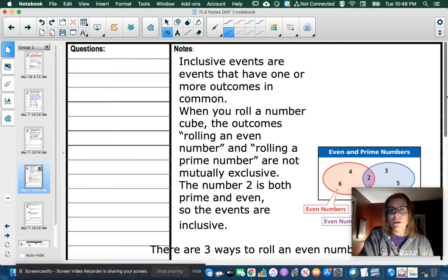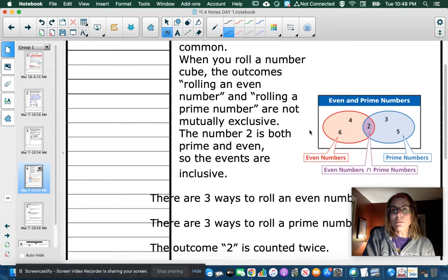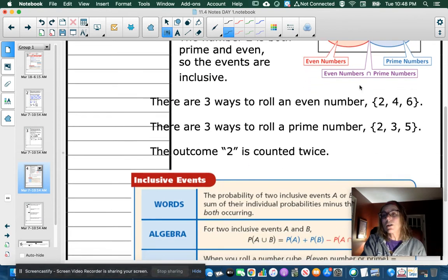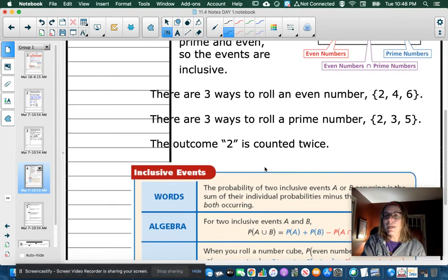Inclusive events are events that have one or more outcomes in common. When you roll a number cube, the outcomes of rolling an even number and rolling a prime number are not mutually exclusive. The number 2 is both prime and even, so the events are inclusive. So for example, there are 3 ways to roll an even number: 2, 4, and 6. There are 3 ways to roll a prime number: 2, 3, and 5. The outcome 2 is counted in both. That's why it's inclusive.